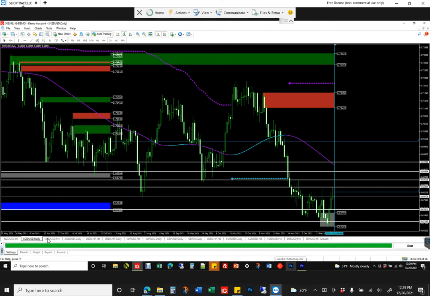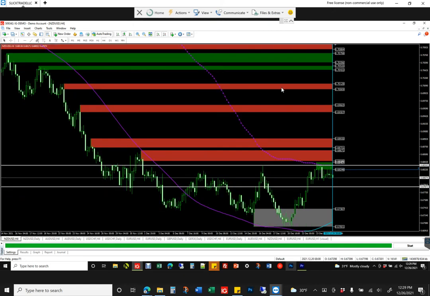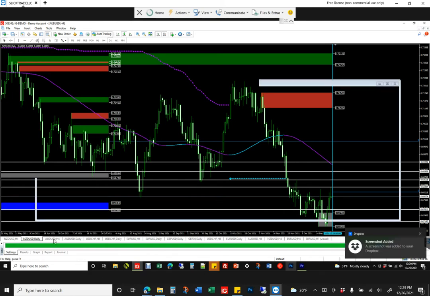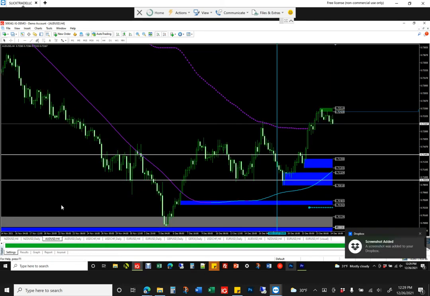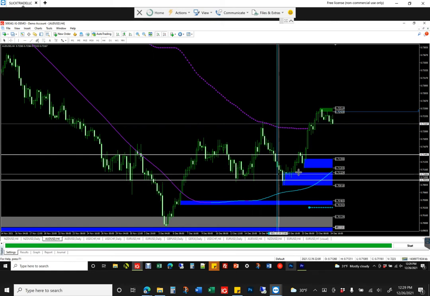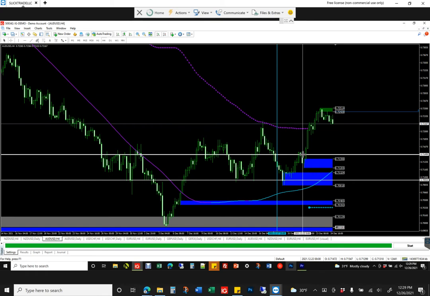Daily. Let me grab a couple screenshots here. Print screen. Aussie dollar 4-hour time frame. Last week, right here, came up, broke to the upside, reached about 103 pips.